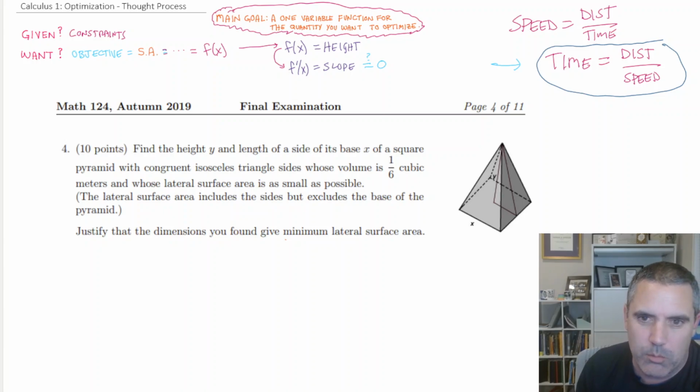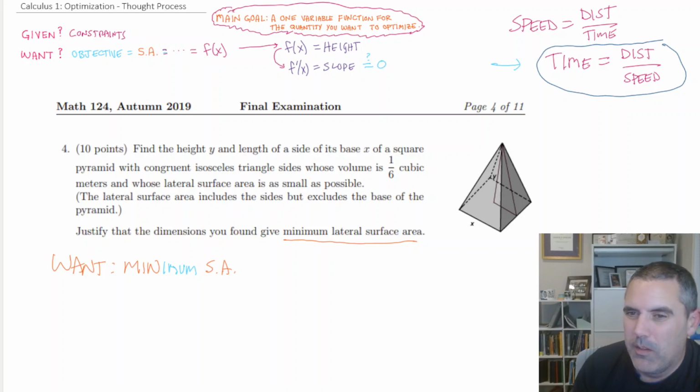Find the dimensions that will minimize lateral surface area. Want, minimum, whatever in the world, lateral surface area. Lateral surface area includes the sides. Okay, so we want the minimum surface area. Lateral surface area.